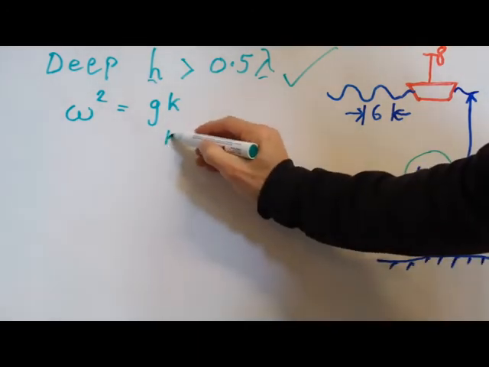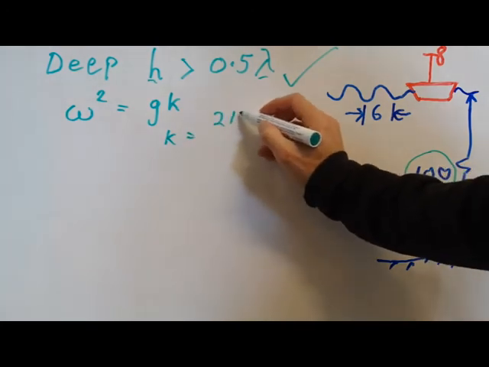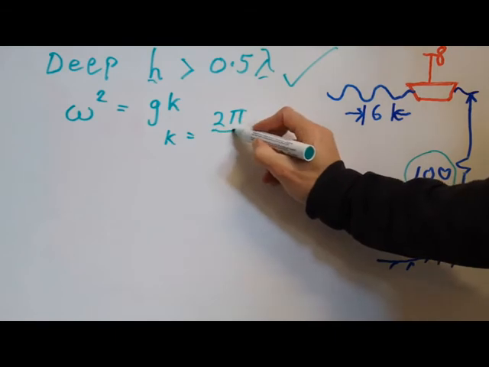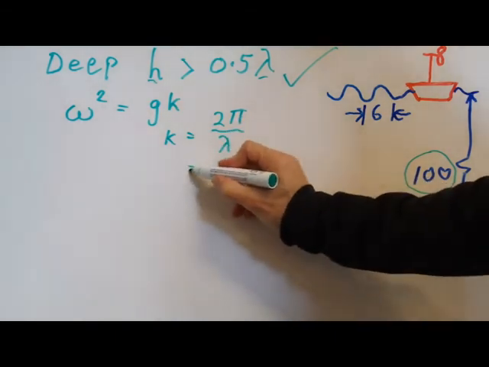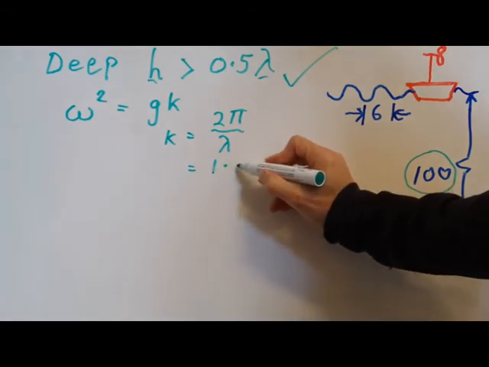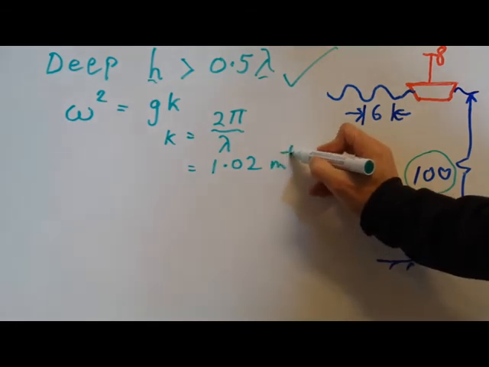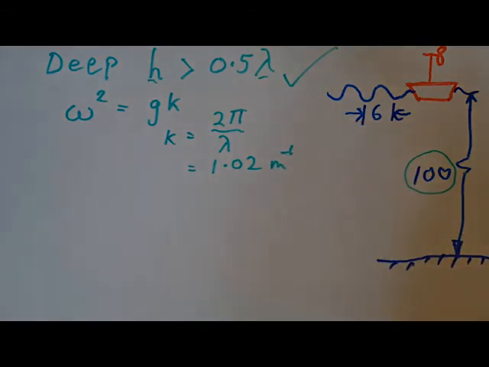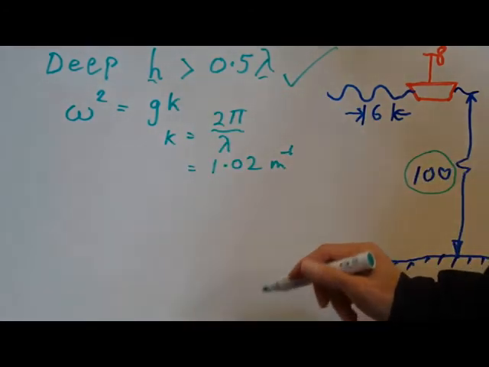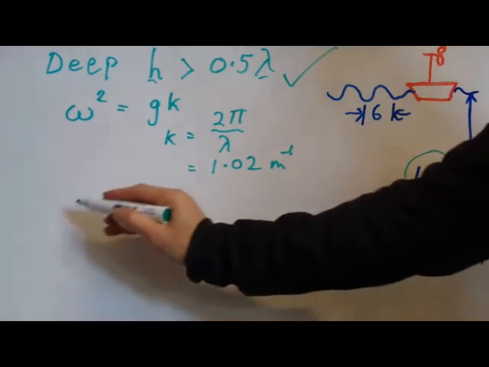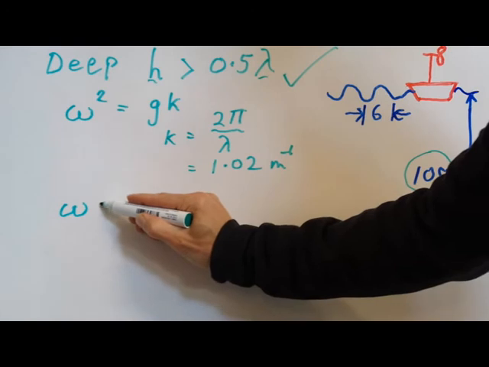Now the wave number k we can figure out straight away because we're told what the wavelength is. The wave number is 2 pi divided by lambda, the wavelength, and that turns out to be about 1.02 reciprocal meters. So now that we've got the wave number, we can plug it straight into our approximate, remember it's the approximate dispersion relation for water surface waves.